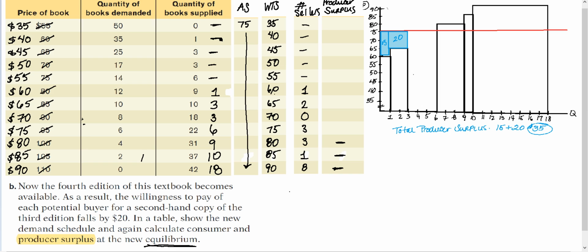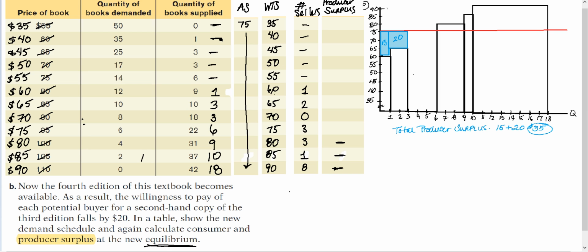So for instance, from $35 to $55, we have no sellers willing to sell at those prices. It's too low for them. Then we have one seller come into the market when the price of the book moves to $60. We have 2 more come into the market when it moves to $65. We have no more come in when it bumps up to $70. 3 more when it moves up to $75. 3 more when it moves up to $80, and so on.